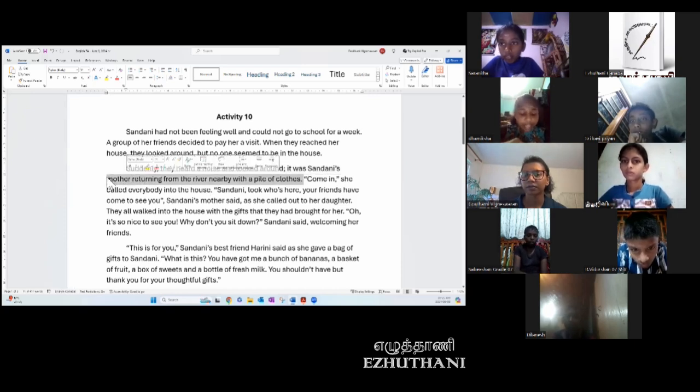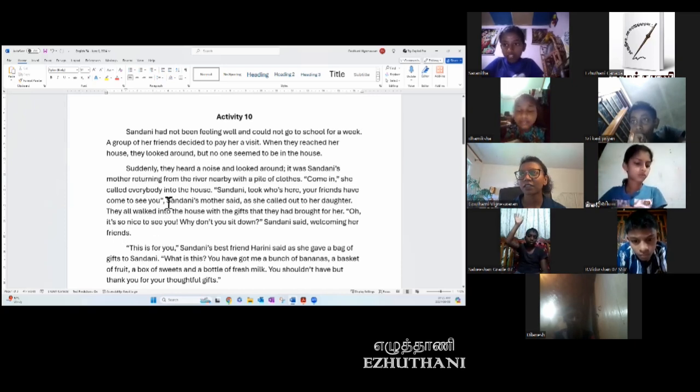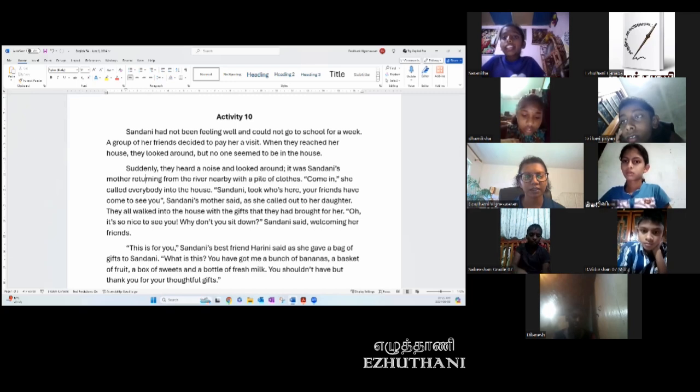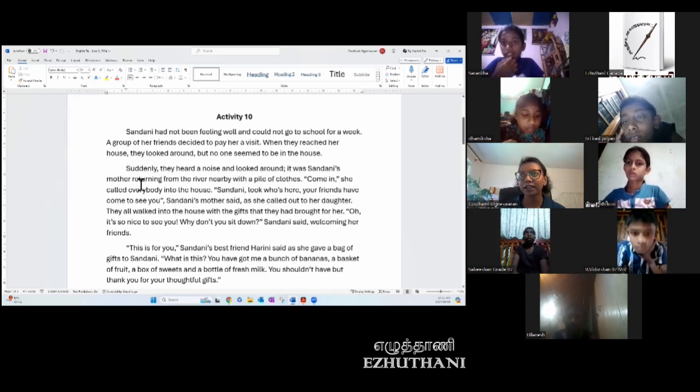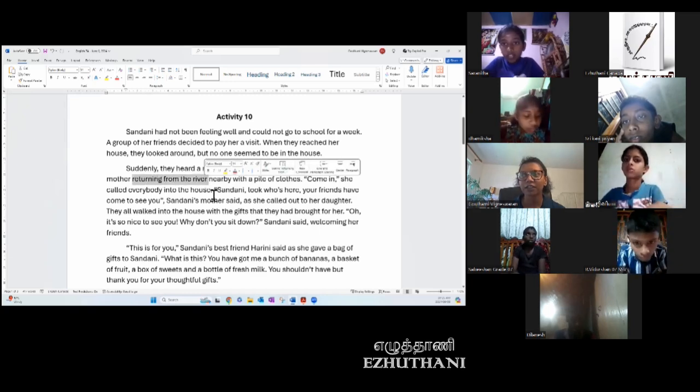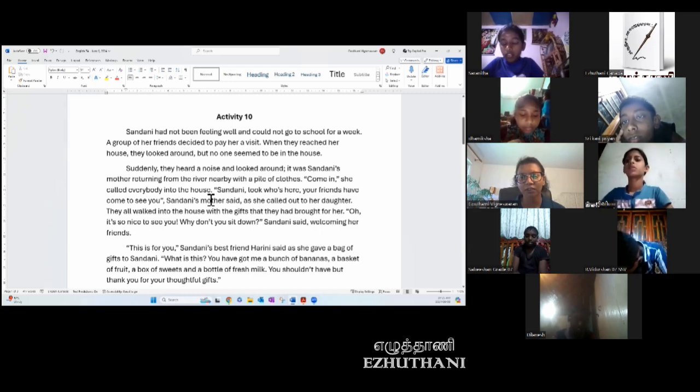A bunch of bananas, a basket of fruit, a box of sweets, and a bottle of fresh milk. Hold on, Damishka, I think that's the next question. Sandini's mother had a pile of clothes. Why did she have a pile of clothes in her hand? Yeah, go ahead. Returning from the river. Yeah, that's right. So she was coming back. She was returning from the river. So she went to do some washing of the clothes, and she was coming back with the pile of clothes in her hands.